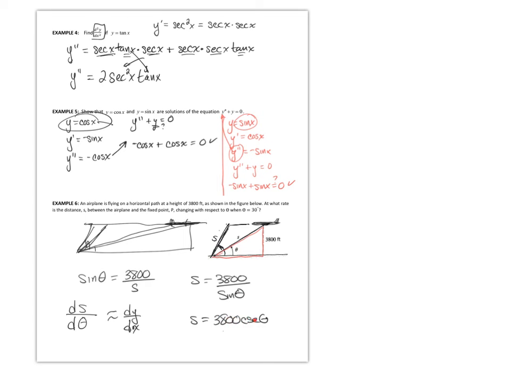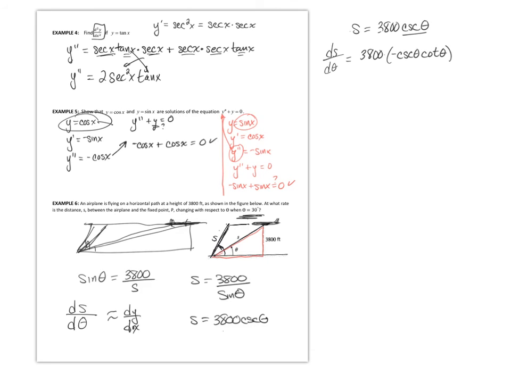It's a constant times a function, so the derivative is just going to be the constant times the derivative of the function. So ds d theta is the constant times the derivative of the function. The derivative of cosecant from the chart is negative cosecant theta cotangent theta. And we're particularly interested in this rate of change right at the angle when it's 30 degrees.